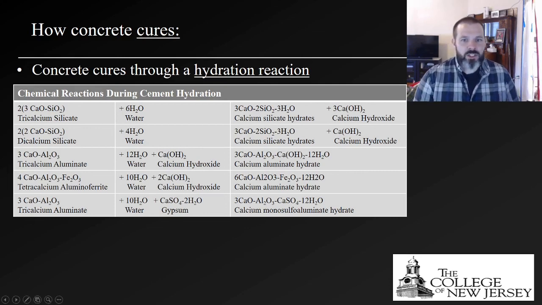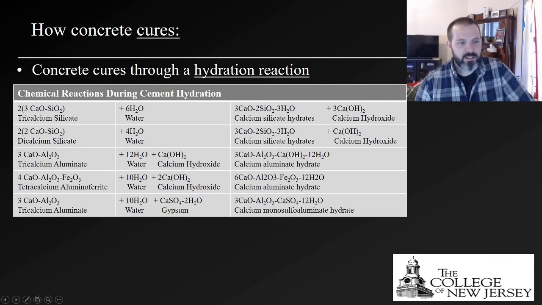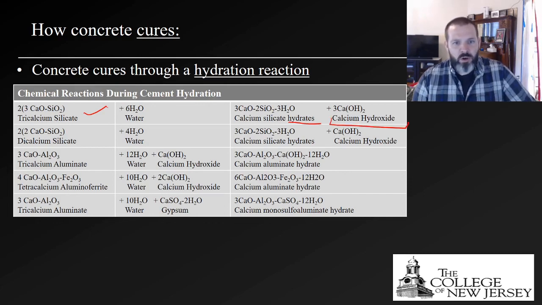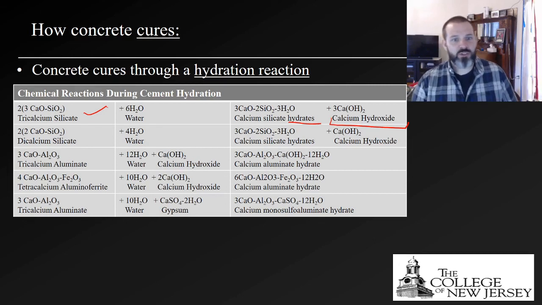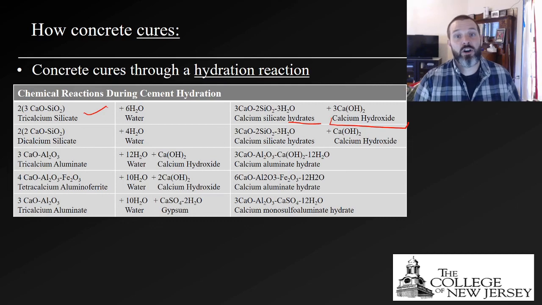So generally what happens is that if we look at the original compound, it gets added to water, and it creates hydrates and another compound sometimes. What we've designed the hydration reaction of Portland cement to do is to create the hydrates. The hydrates are what give the concrete its strength.